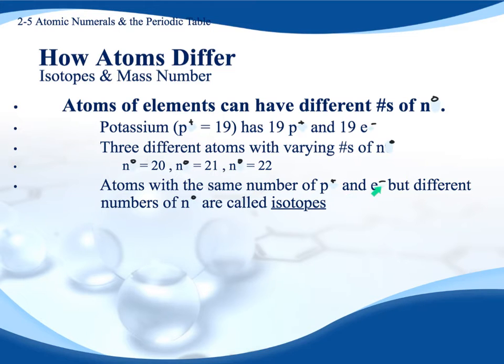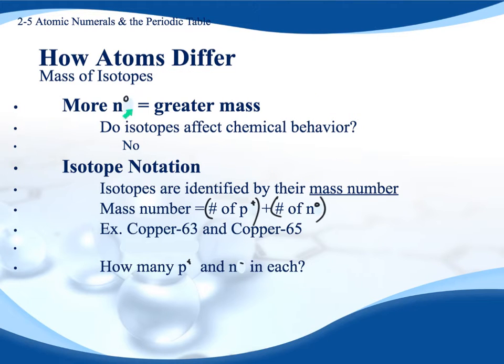Atoms with the same number of protons and electrons, but different numbers of neutrons, are called isotopes. So we can have different numbers of neutrons within the same element. Now, if we have more neutrons, we have a larger mass, obviously. The more neutrons we have, the greater that atom's going to weigh. The next question is, do isotopes affect chemical behavior? Does it make it behave differently? And the answer is no. All 3 of those versions of potassium, with 20, 21, and 22 neutrons, behave like potassium. Their mass is slightly different. The 22 is slightly heavier than 21, which is slightly heavier than the 20 version.